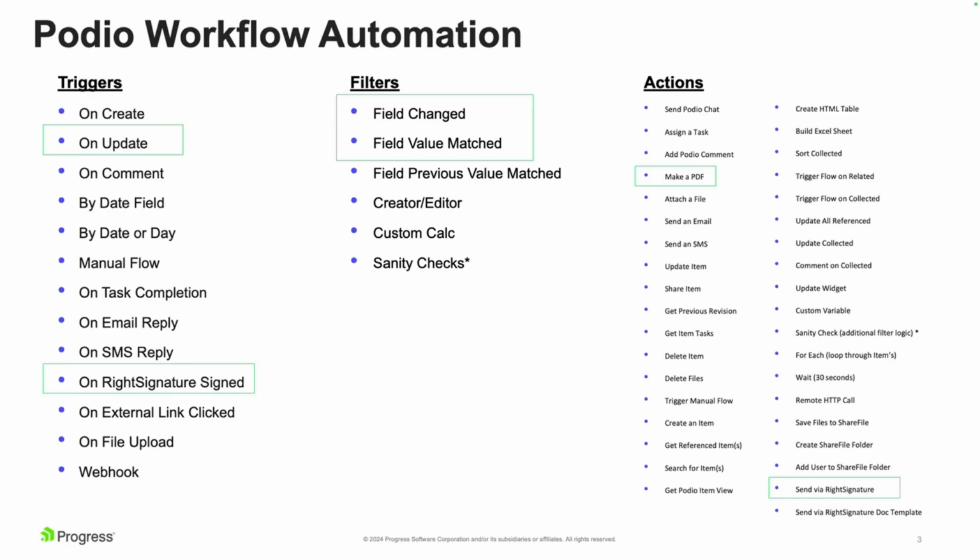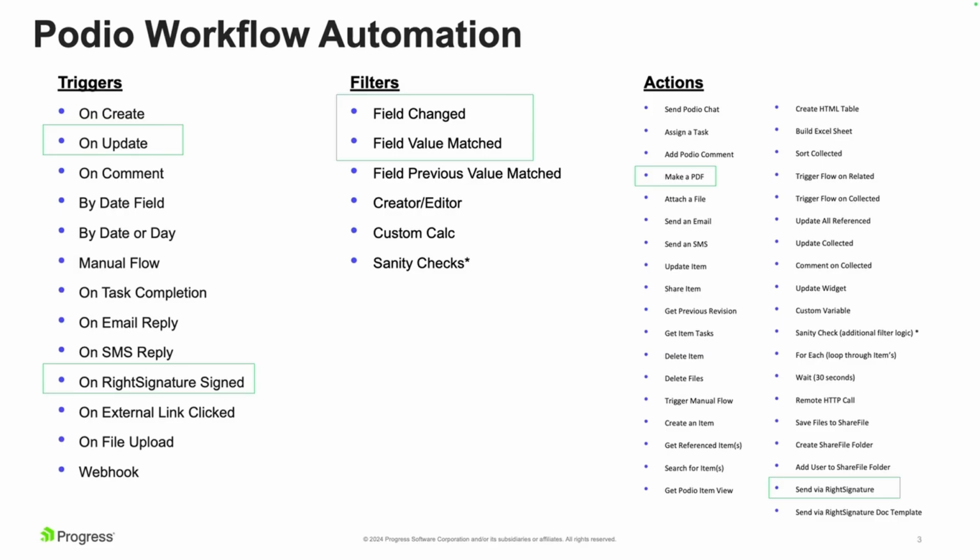Certainly the workflow types, the triggers and filters and actions that you're going to use, are going to vary depending on the use case. But for today's use case, you'll see us use things like triggers for an item update. Like I said a minute ago, we'll show you one where the trigger is the document itself being signed and coming in and kicking off additional actions inside of Podio.